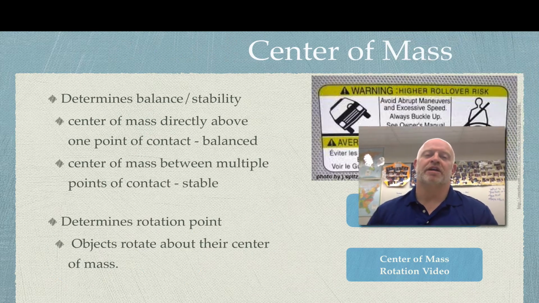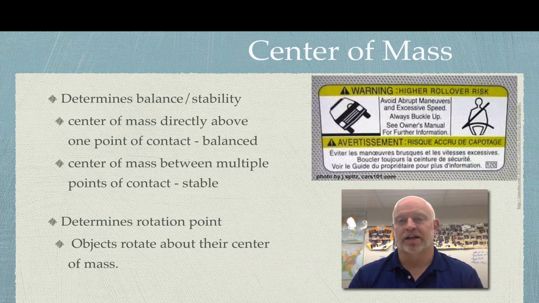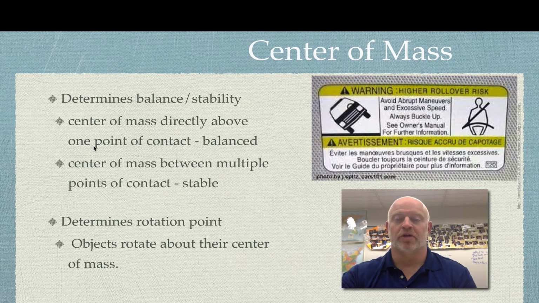So when we start looking at center of mass and how we locate it or where it is, we have a couple of things to think about. First of all, our center of mass determines our balance or our stability of an object. That means if we have a single point of contact, you have one foot on the ground, just a single point of contact, the center of mass should be sitting directly over that, and we call that being balanced.